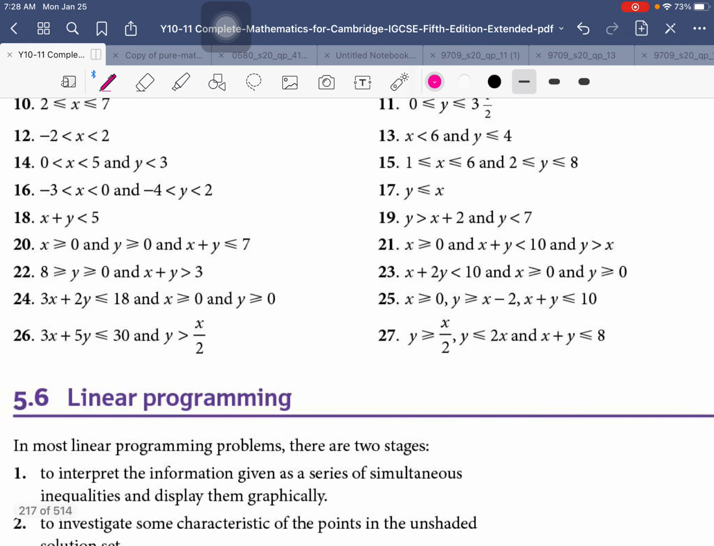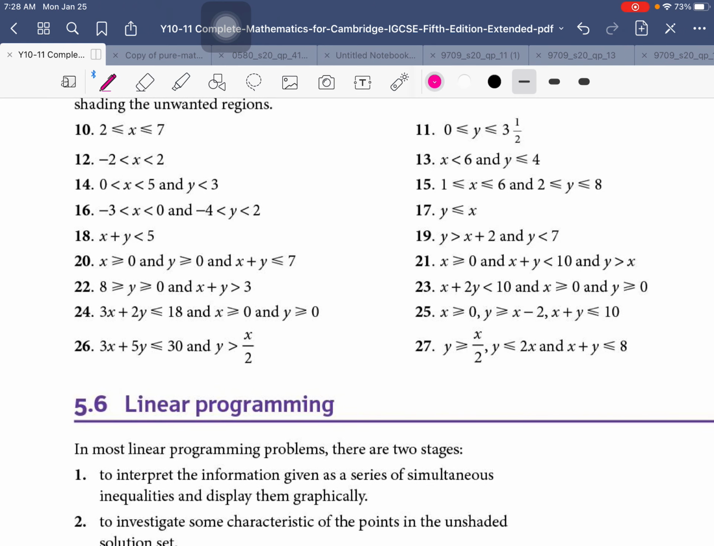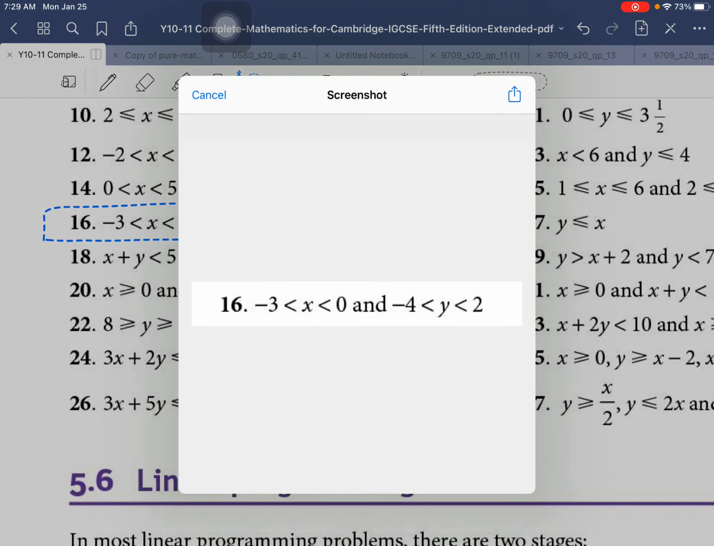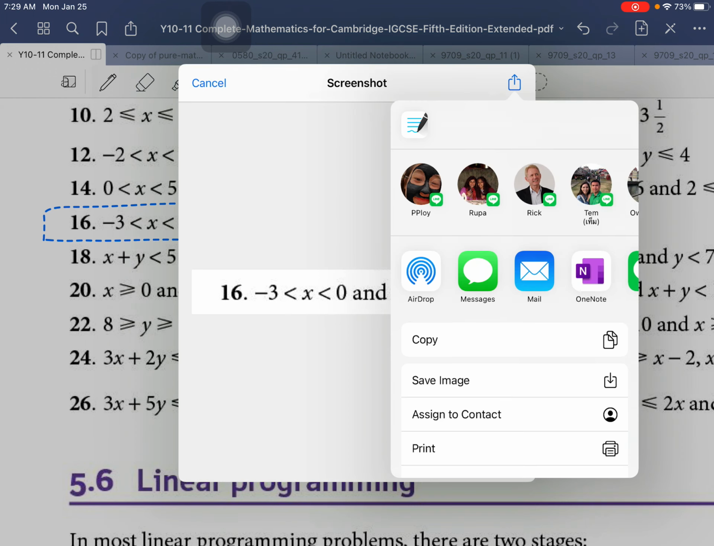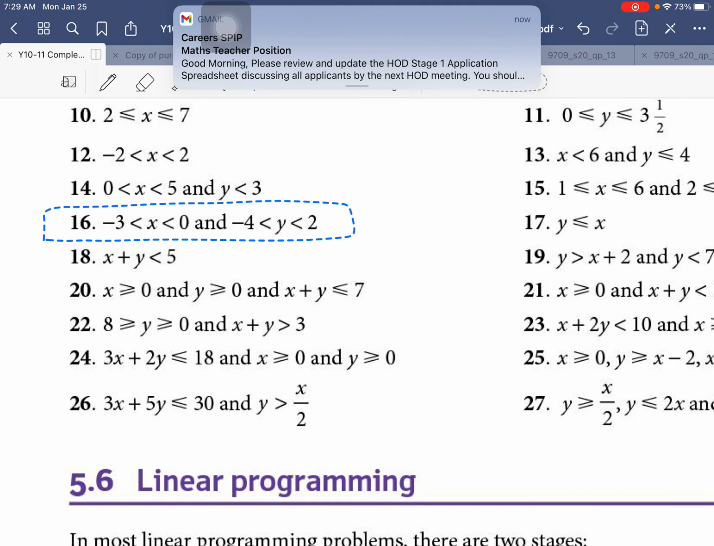So likewise, we can do many other questions. Let me try one more question for you. Number 16. I will cut this question number 16 to solve it on a new page. Okay, copy and go to the new page.